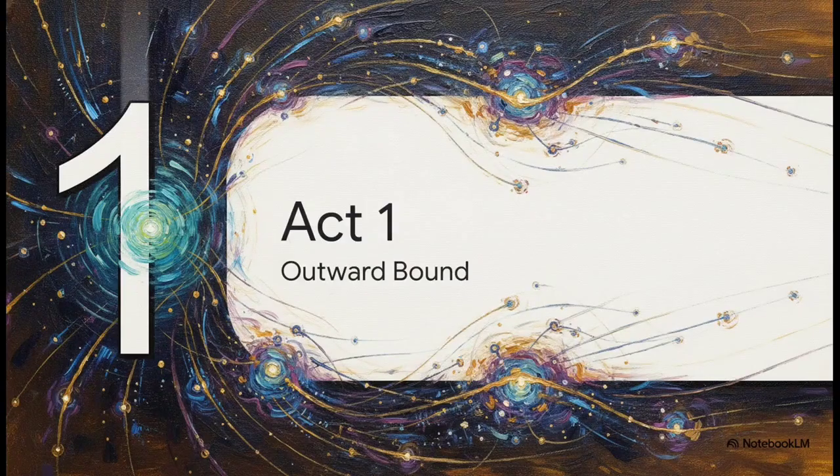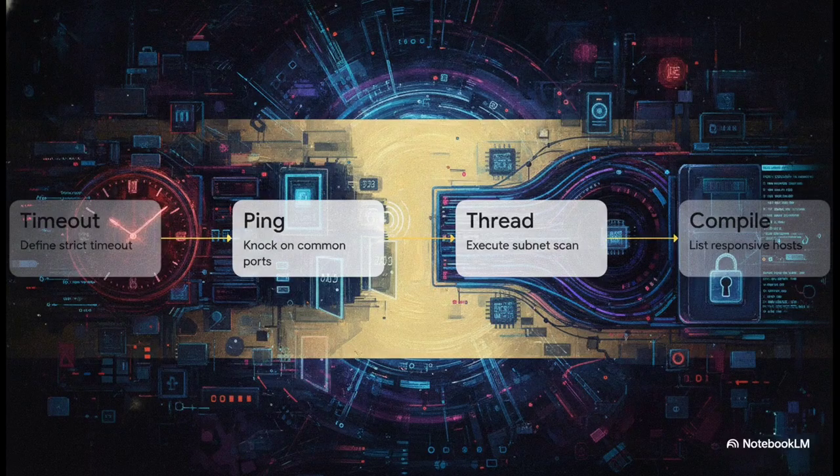Act 1. Outward bound. Okay, let's look at this custom network scanner first. It is elegantly designed to probe subnets cleanly and efficiently, operating in 4 distinct steps. First, it defines a really strict timeout, say 0.8 seconds, so it doesn't get hung up waiting on dead IP addresses. Second, it runs a quick check, knocking on common ports like 22 for SSH, 80 for HTTP, and 443 for HTTPS, using Python's socket.connect_ex method. Third, it heavily utilizes threaded execution to scan a target subnet all at once. And finally, it safely uses a threading lock to compile a definitive list of responsive endpoints.